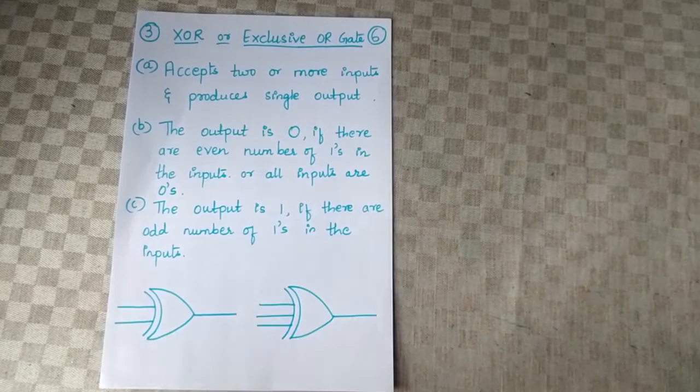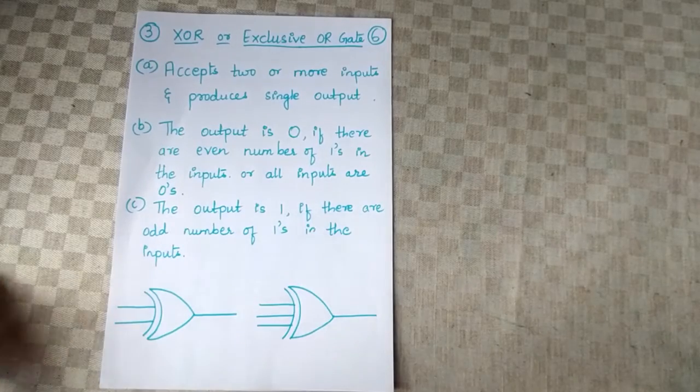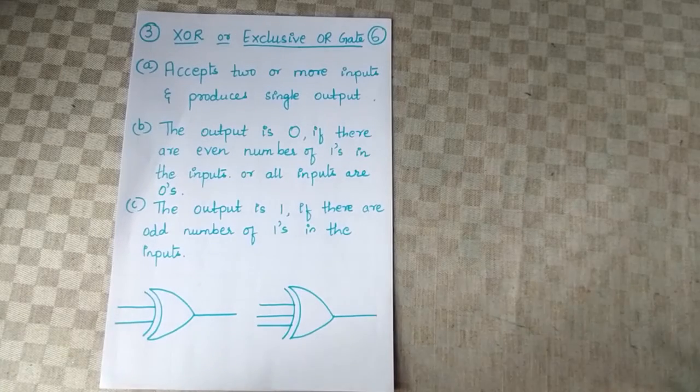So the exclusive OR gate is going to produce the output as 0, that is low, if the inputs are going to have an even number of 1s or if all the inputs are zeros. Only in those cases is exclusive OR going to give you the output as 0. The third point, you see, it says the output is 1 if there are an odd number of 1s in the inputs. So the exclusive OR gate takes 2 or more input signals but produces only a single output.